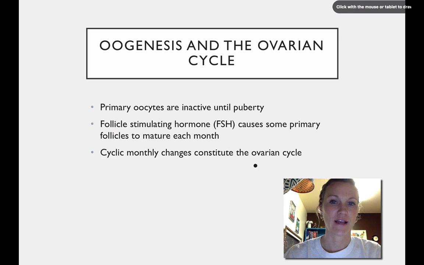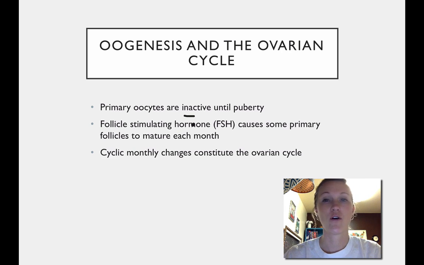The primary oocytes are inactive until puberty. So although a female has all the eggs she is ever going to have once she's born, those are inactive until the onset of puberty. Basically, you'll have follicle stimulating hormone and luteinizing hormone, and they help mature those eggs for release in ovulation. The follicle stimulating hormone, or FSH, causes some primary follicles to mature each month. The cyclic monthly changes constitute the ovarian cycle.